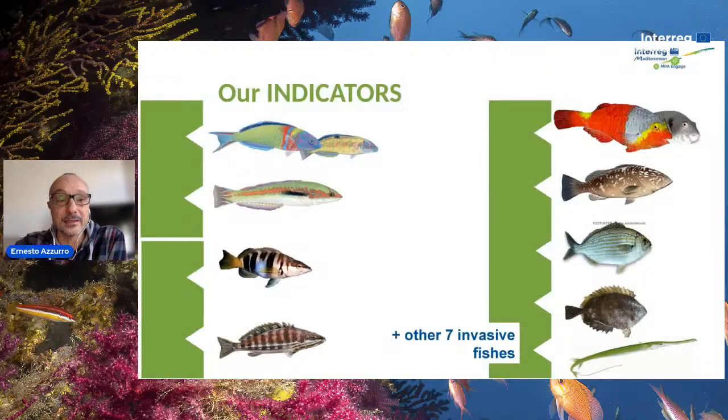through citizen science. So let's have a look at the protocol, which is based on a set of candidate indicators for climate change. You see, we have in these slides both indigenous and non-indigenous species. And I have to say that recently, the number of non-indigenous species has increased. So we have today a total of 15 species considered as candidate indicators of climate change and species that are targeted during the visual census survey.